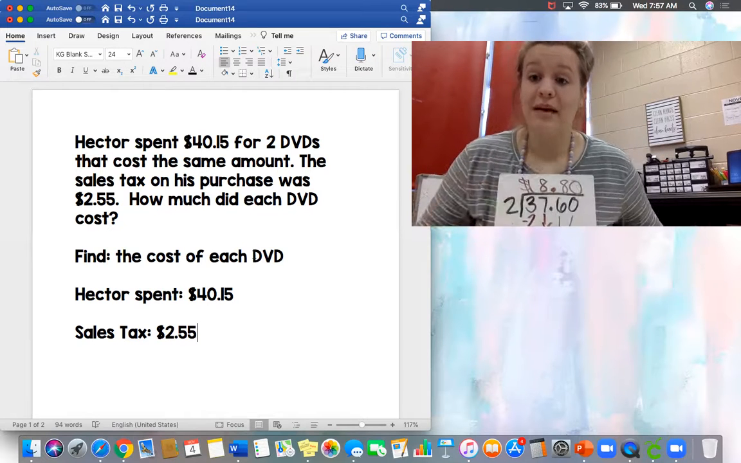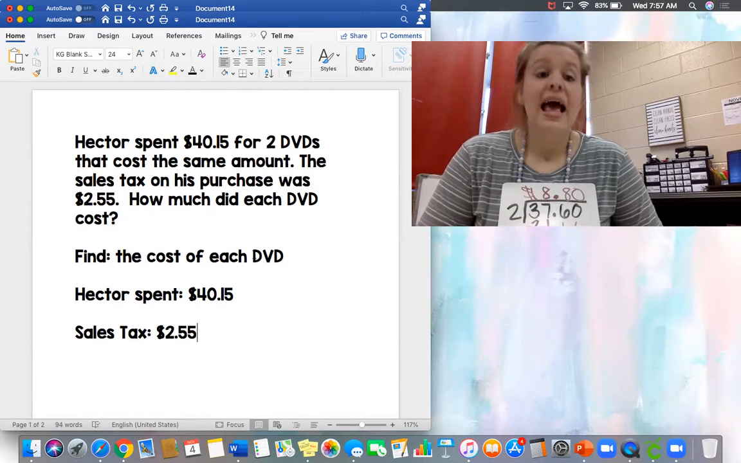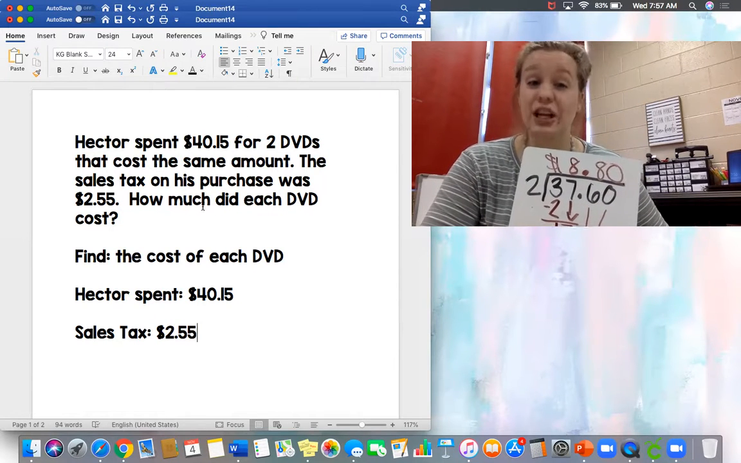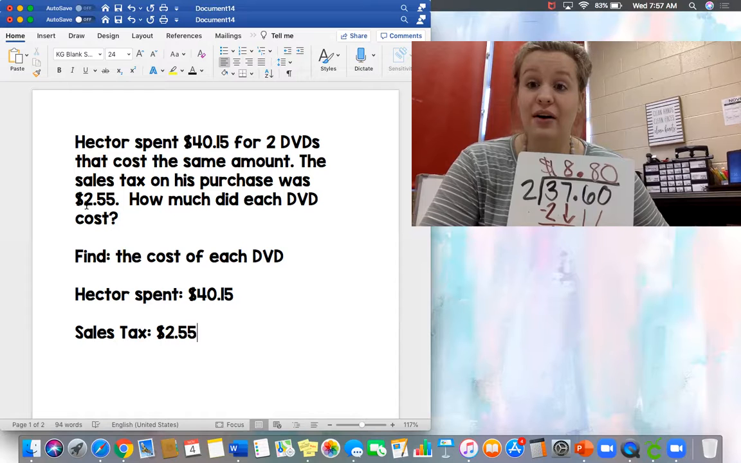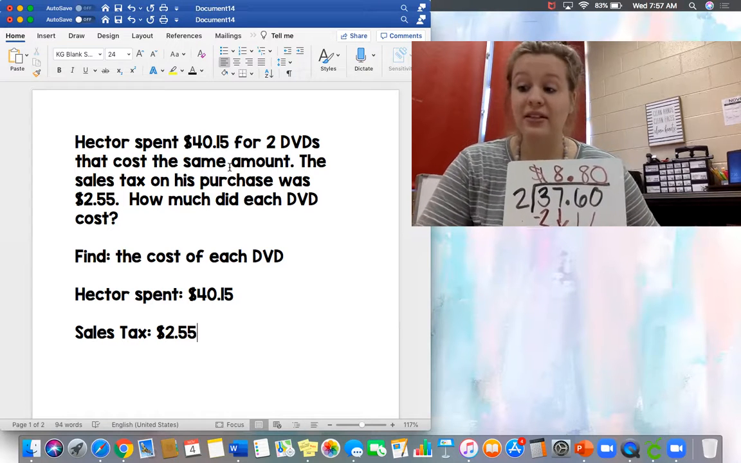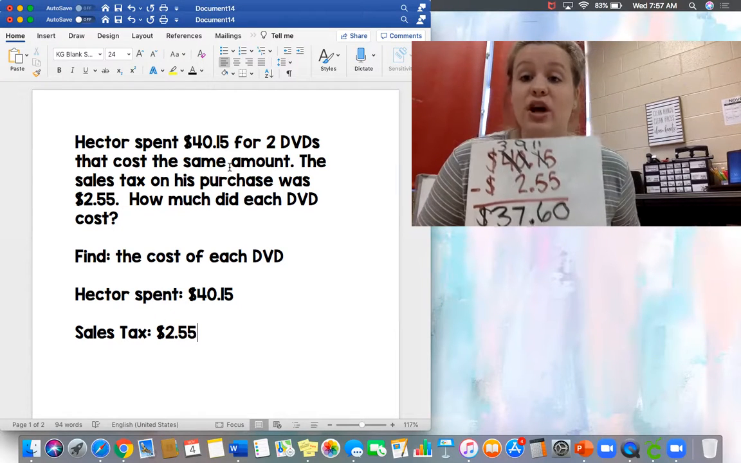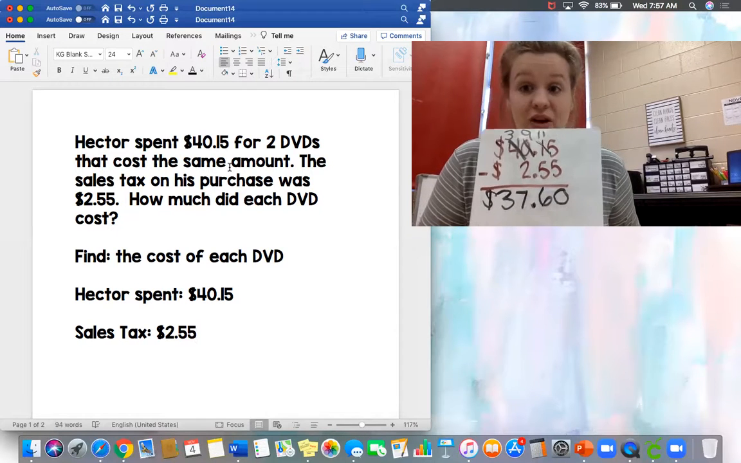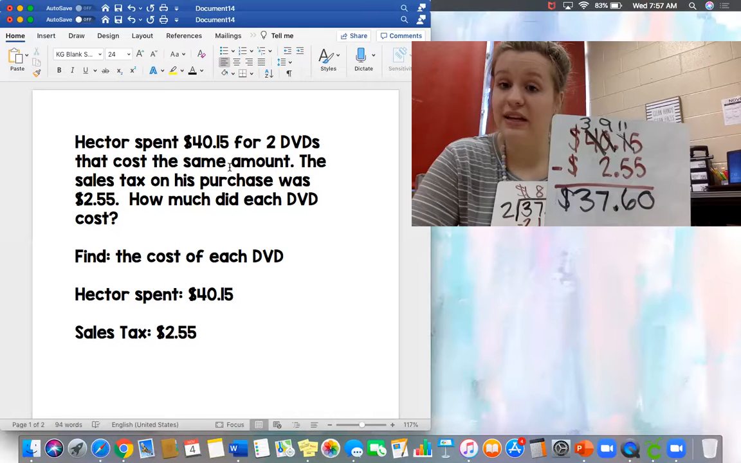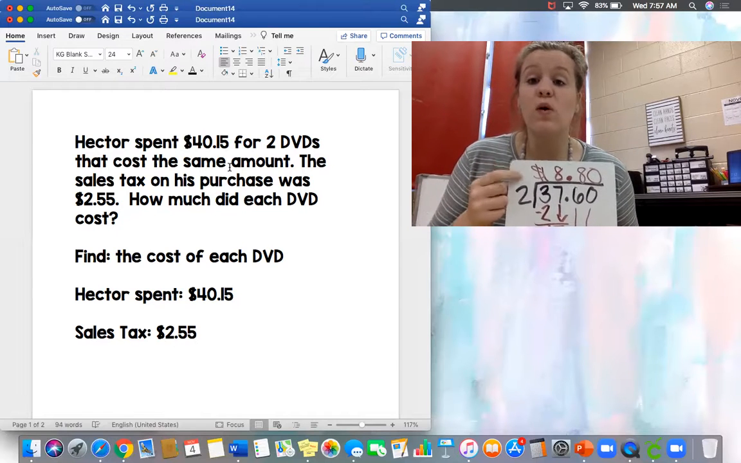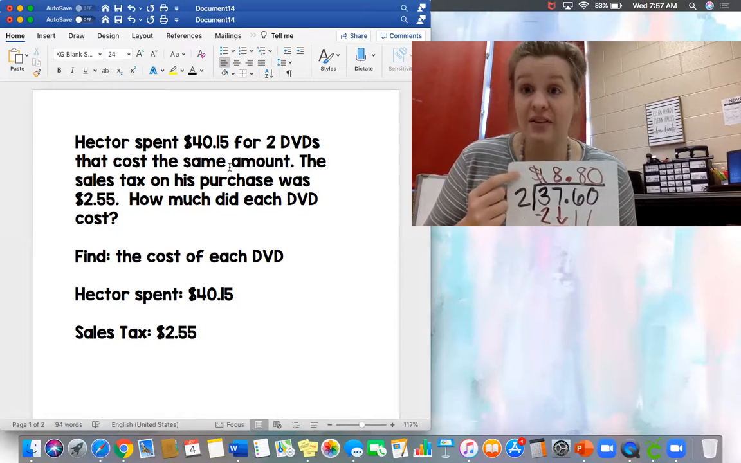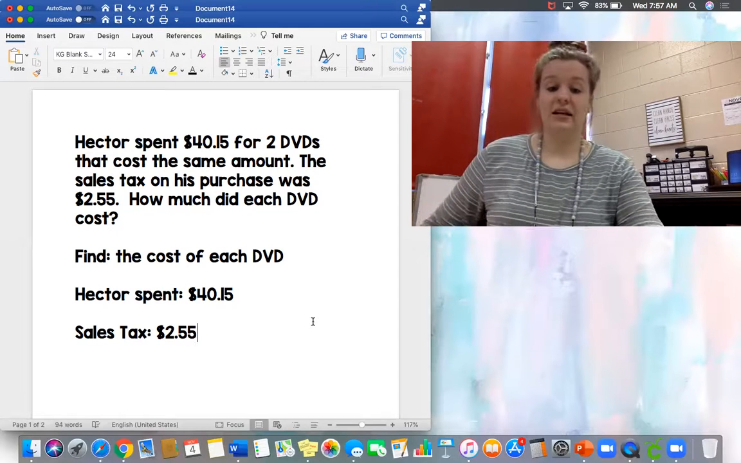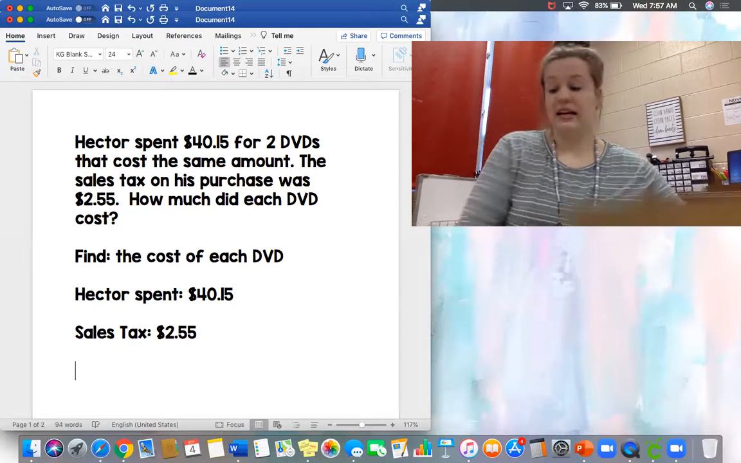Let's look back at our word problem and make sure that's all we needed to do. So we know how much Hector spent for both DVDs, including the sales tax. Well, we found out how much he spent on both DVDs without the sales tax by taking that total cost and subtracting the sales tax. And then it says how much did each DVD cost. So it doesn't want to know the total for 2 DVDs. It wanted to know just 1 DVD cost. And we found that, right? So we're done.